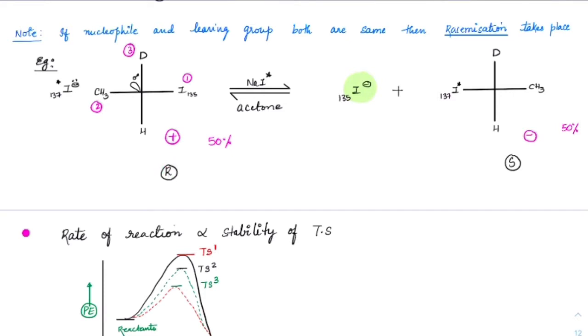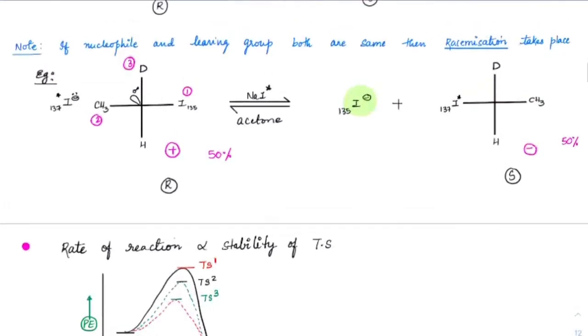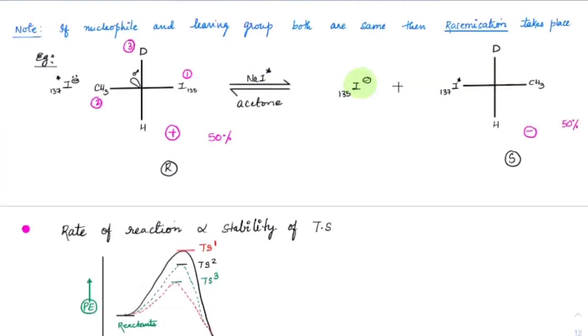the optical activity of this compound would be just the reverse of this compound, and with both of them being 50-50 percent, racemization will take place here. So in the solution, eventually you would have 50% of this and 50% of this. This is what happens if an isotopic nucleophile replaces its isotopic leaving group. This was another important point we studied.